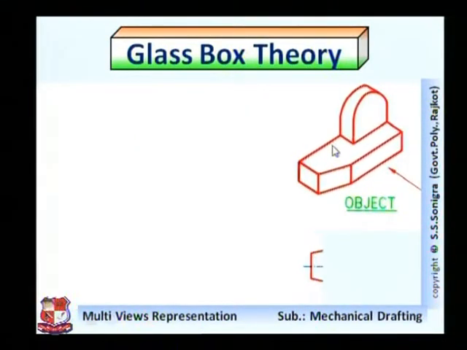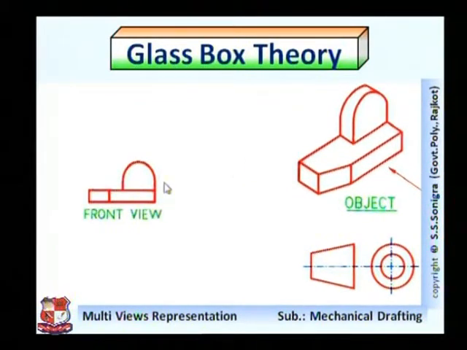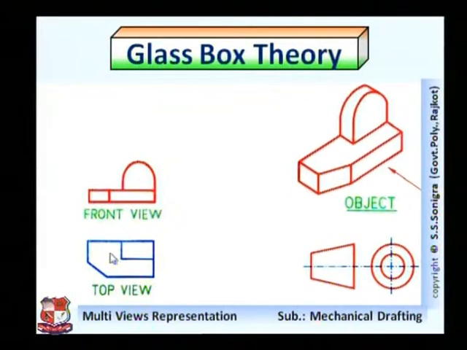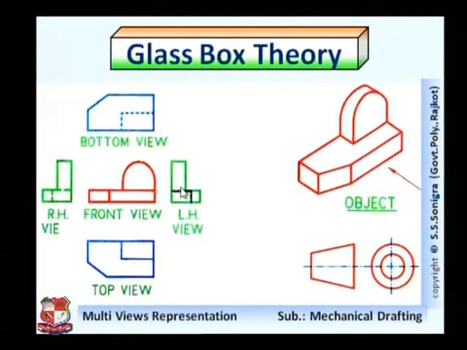So for this object, as we have employed the first angle projection method, the symbol of the first angle projection method is drawn over here. This is the front view of this object. Top view of this object would be seen like this, and this is the bottom view. Right hand side view is this one, and left hand side view would be this one.